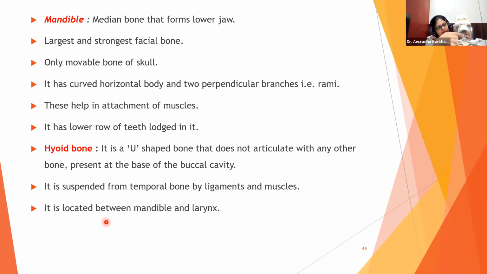Fine. And here you will be having a hyoid bone, which is not visible here, because you know why it cannot be seen over here in my friend. See, it is a U-shaped bone that does not articulate with any other bone, present at the base of the buccal cavity. It is suspended from the temporal bone by ligaments and muscles. So it is in a suspended form, therefore it is not visible here in this type of skeleton. Okay, it is located between the mandible and the larynx. So you know where the mandible is, you know where the larynx is. In between them this U-shaped bone hangs like this.